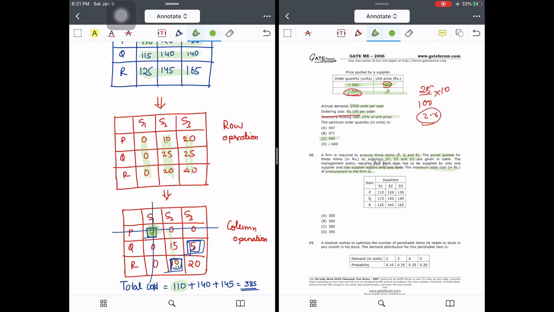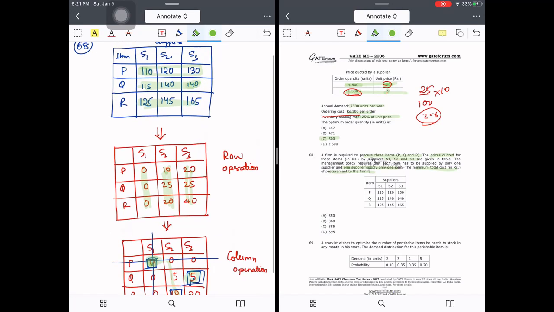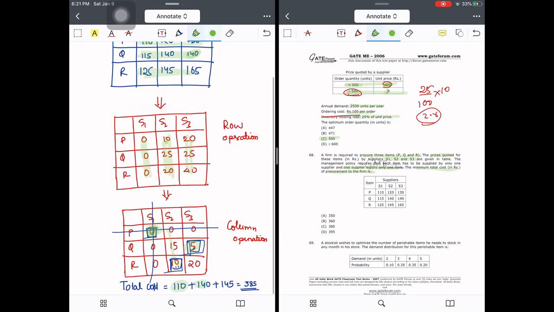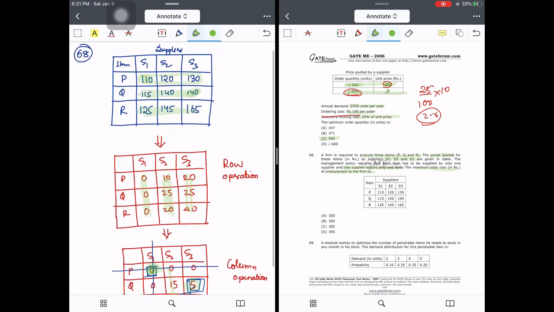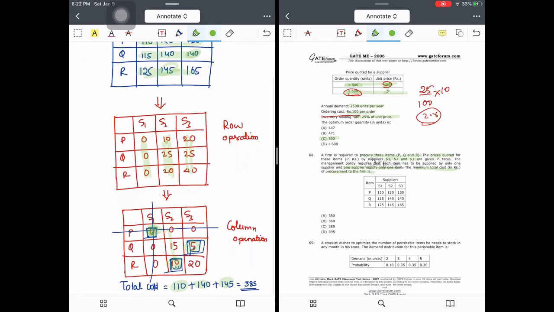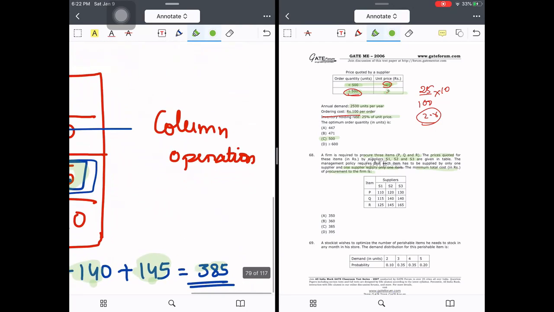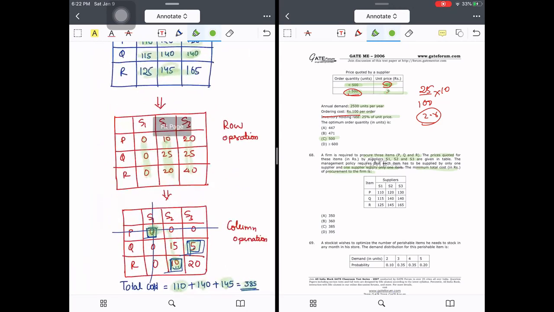For this 0 value, the corresponding price was 110, so I will place 110 here. Then the second value is 5, which corresponds to the price 140, so I will add 140. Then the third is 10, so add 145. If you add 110 plus 140 plus 145, it is 385, which is the total price that I got. Therefore, the minimum total cost of procurement for the firm is 385.